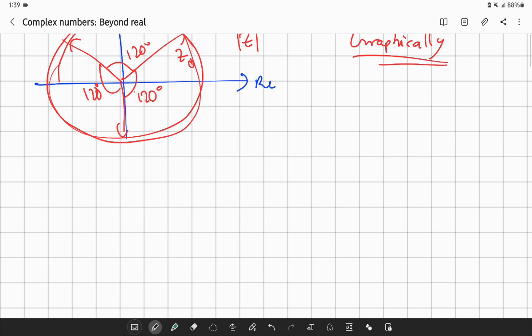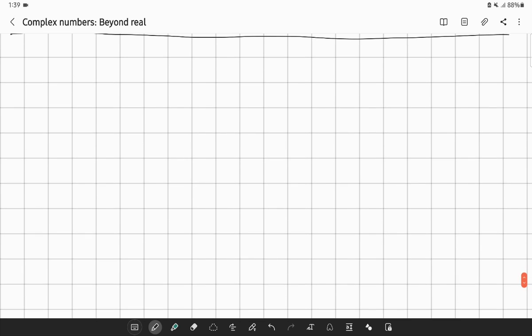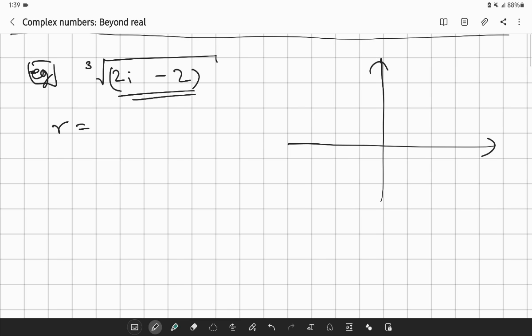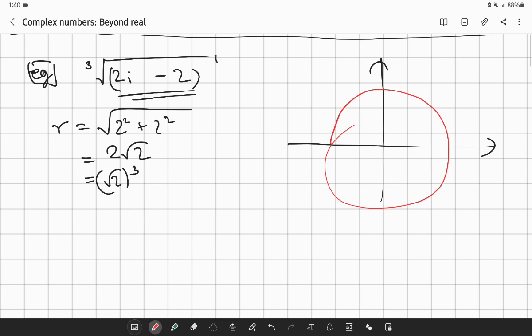Now let's look at a concrete example of this. Suppose I'm asked to evaluate this. This is another example. I'm asked to find the cube root of 2i minus 2. Let's visualize this graphically. What is the radius of this circle? To find the radius, I find the magnitude of this complex number, which is the square root of 2 squared plus 2 squared, which is square root of 8. So I have 2 square root of 2, or square root of 2 cubed, as you like. So I'll have a radius of square root of 2.